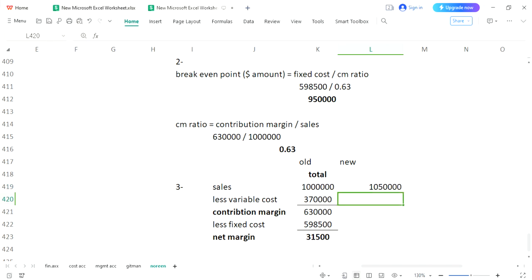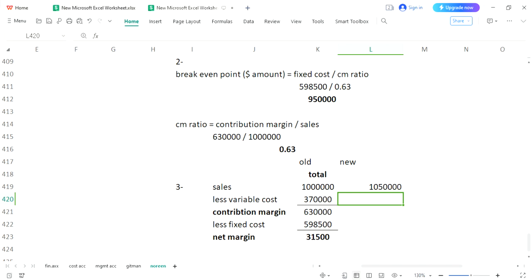1,050,000 or 10 lakh 50,000 is your new sales. So let me know, if sale was 1 million, variable cost was 370. You have increased your sale from 1 million to 10 lakh 50,000. Variable cost would be changed or not? Hopefully someone of you would have the correct answer that variable cost is meant to be changed.